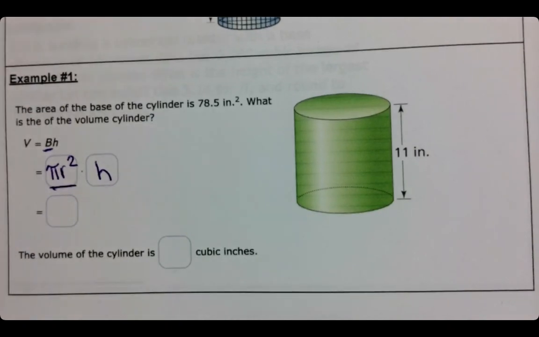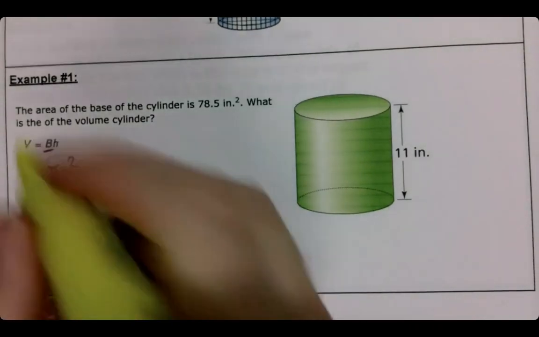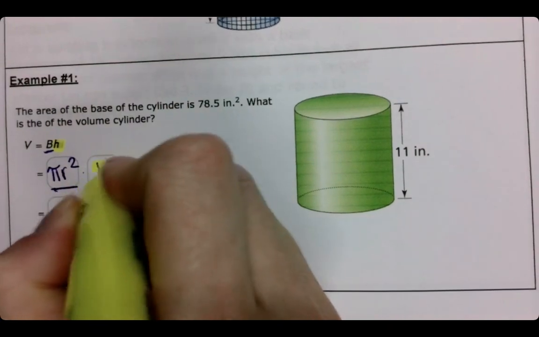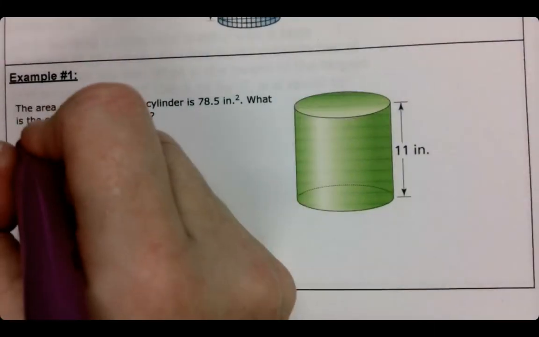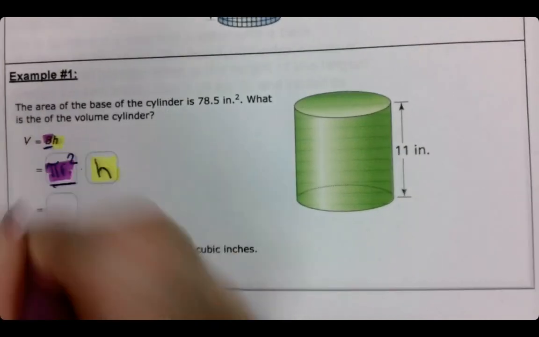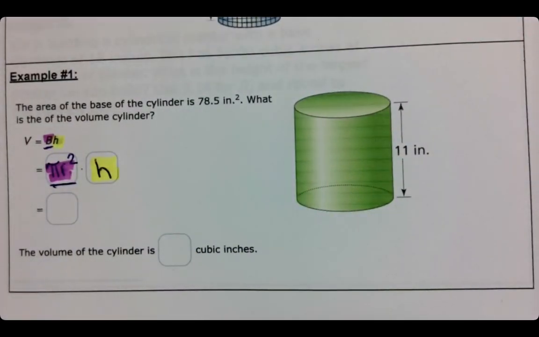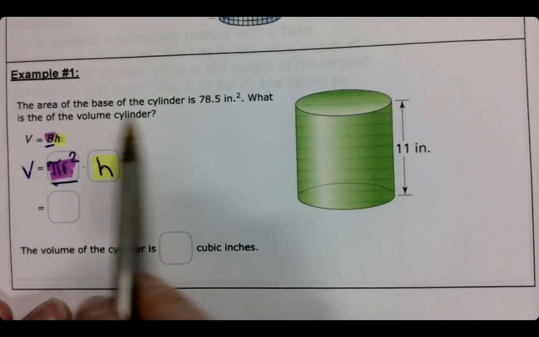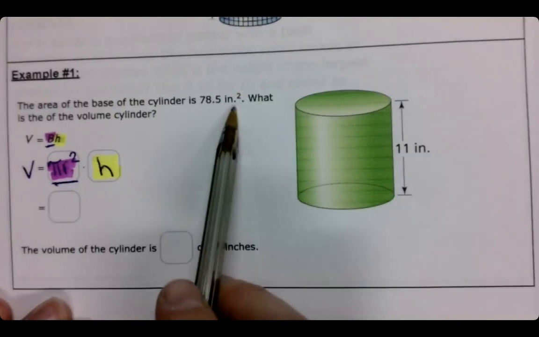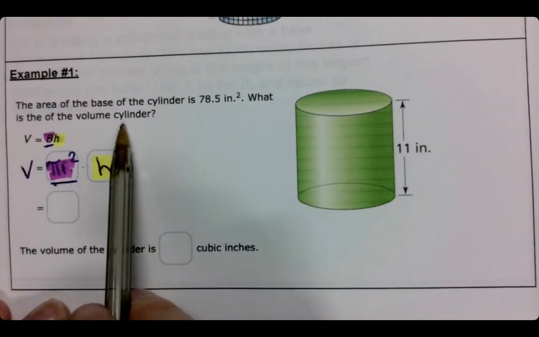I'm going to grab some highlighters, sorry. So again, height, and then area of the base is that, okay? So then we're going to plug in some things, okay? So it says the area of the base of a cylinder is that. What is the volume of the cylinder?